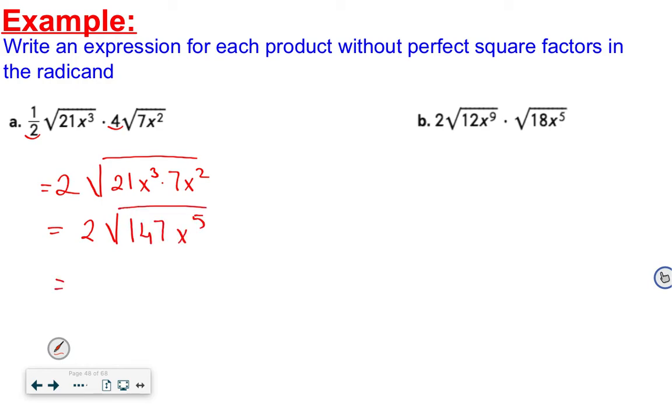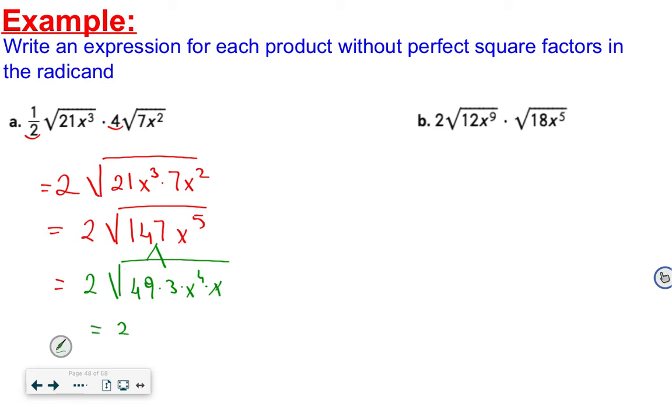Now, 147 is not a perfect square. This is the reason we need to factorize. One of the factors must be the greatest perfect square. 49 times 3 are the factors of 147. X to the power 5 can be written as x to the power 4 times x, because the degree of the radical is even, I am trying to get the highest even power.